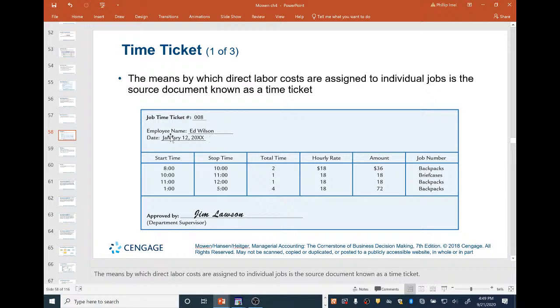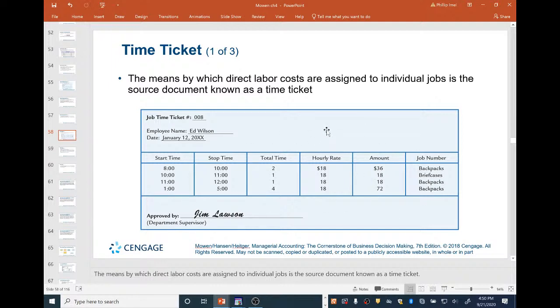That's number 8. You have the employee's name and then whatever date it is. The start time, stop time. So then the total time obviously is the difference between the two. The hourly rate, the total amount, and then what job number it's tied to. So we can keep track of the direct labor. So this is how we keep track of the direct labor.